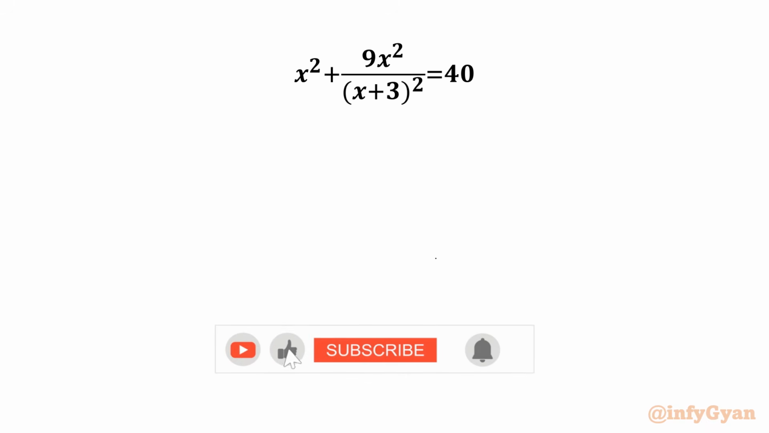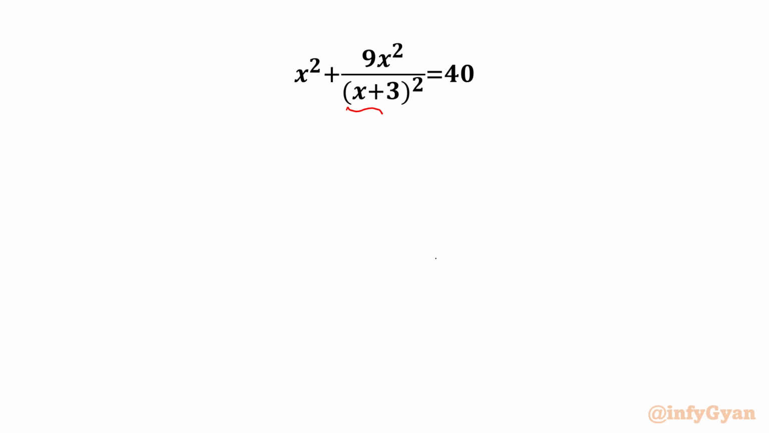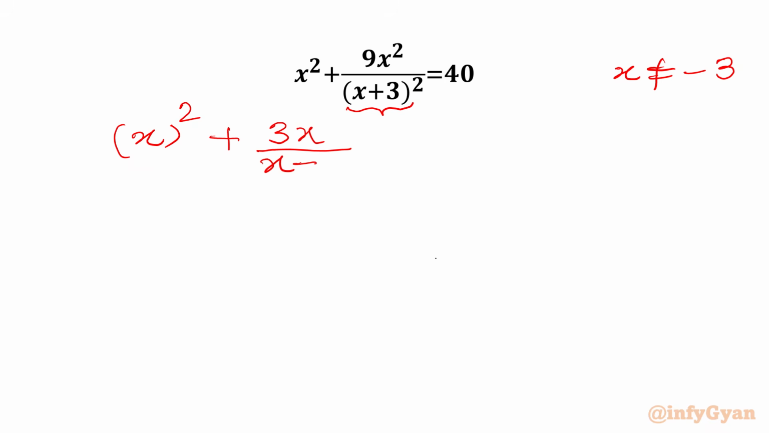Today in this video, we are going to take up one very interesting equation from algebra. So let's get started. Straight away by writing denominator cannot be 0. So our solution x cannot be equal to minus 3. Now we will rewrite our equation: x whole square plus (3x over x plus 3) whole square. Denominator is already a square of x plus 3, so we can put whole square over here, equal to 40.